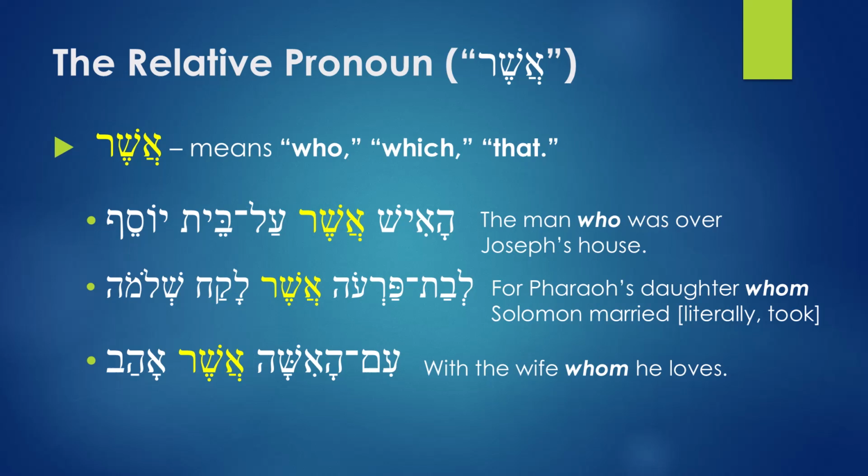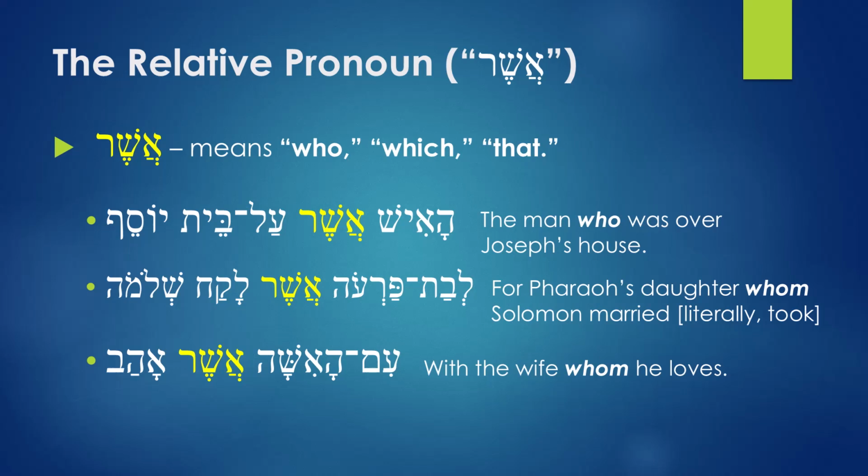So how do you translate this? For the daughter of Pharaoh, whom Solomon married. Lakach literally means to take or to marry. So in this case, it means to marry.